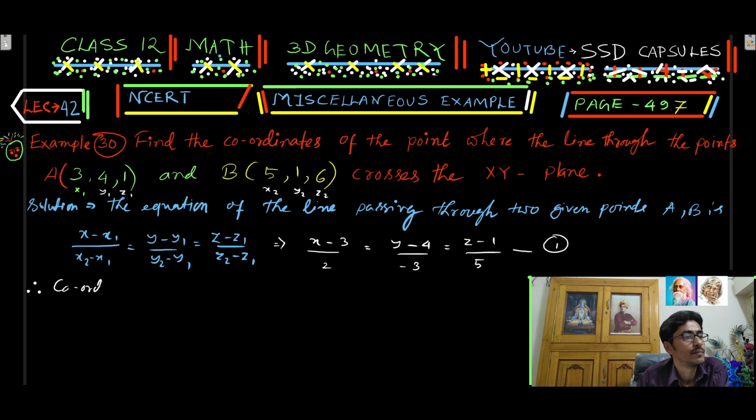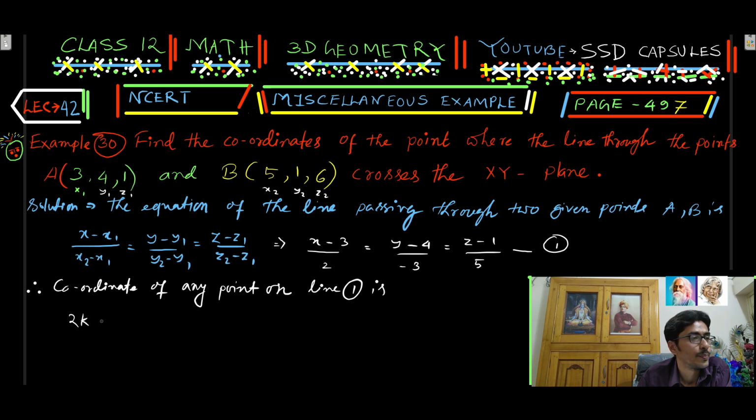So the coordinate of any point on line 1 is 2k plus 3, minus 3k plus 4, 5k plus 1. Now here in this question they have mentioned the line crosses through XOY plane.